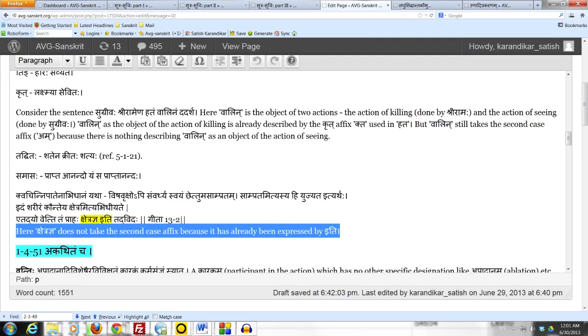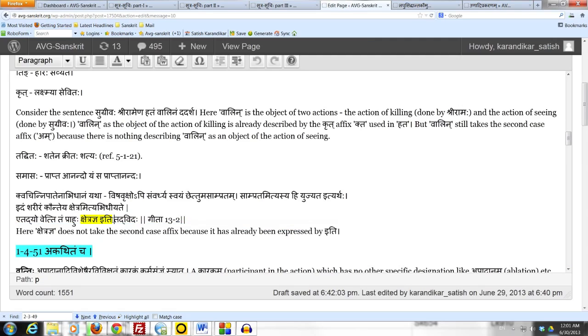So this is another example of how a Nipataha, in this case iti, can be the one that is doing the Abhidhanam, the description of the object. And when that happens, we can no longer use the Dvitiya Vibhakti by 2.3.2 because the condition Anabhihite is no longer satisfied.